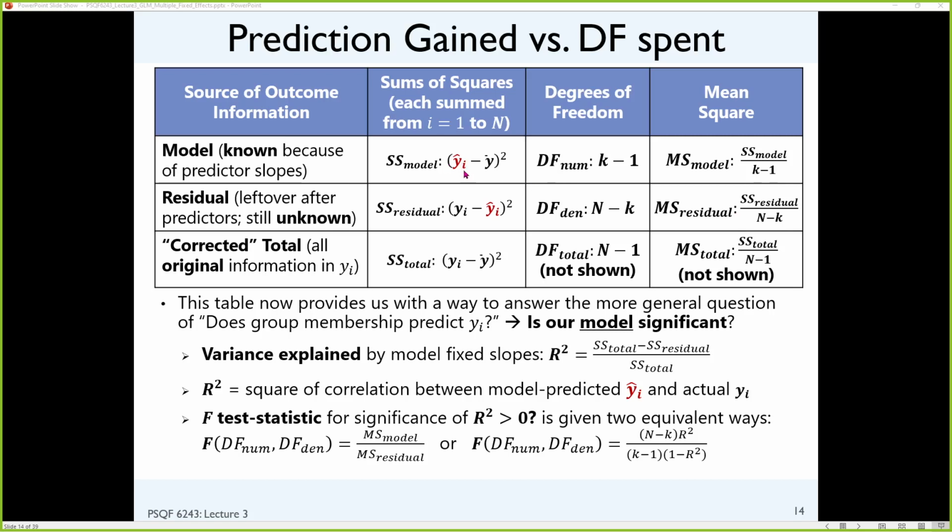Y hat is the Y that's predicted by the model. Y bar is the mean. Y sub i is the original outcome. And so it's carving up the total variability into two chunks: what we know because of the model versus what we don't know that's left over. That's still an E. Okay, question. N minus K is what you did not spend. Yes, we did not spend it. And SS residual is what is left at Kohl's. Yes.